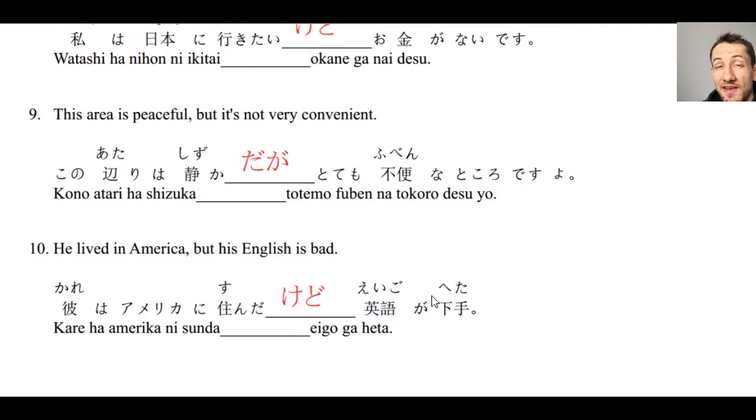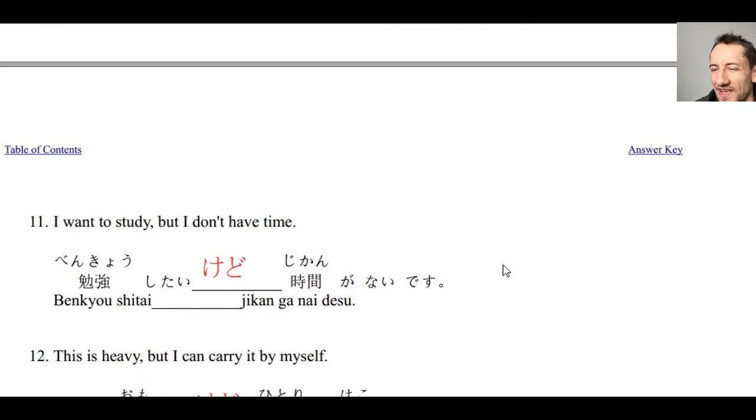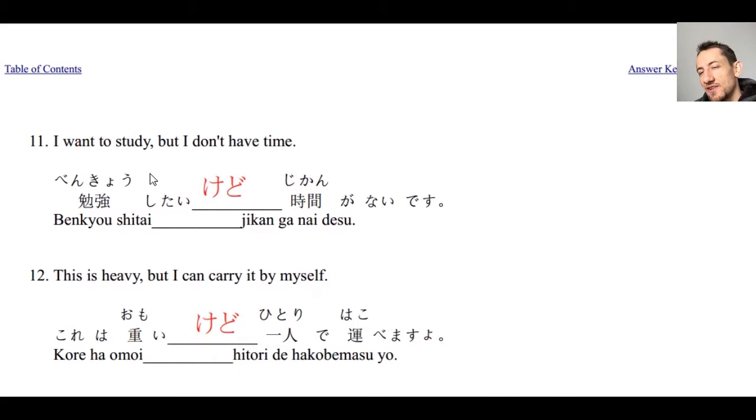You'll hear them all the time. And if you go to Japan, people will tell you all the time, 日本語上手だね, or whatever. So you'll hear these words a lot. And you go, no, yeah, 下手, 下手. No, my Japanese is not good. But anyway, number 11, I want to study, but I don't have time.